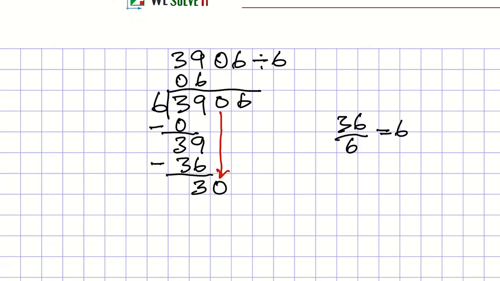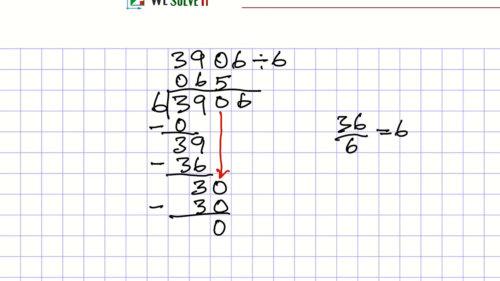Now you repeat the process. 30 divided by 6, of course 6 will go into 30 five times, right? So you put the 5 here, and then you say 5 times 6 is 30, and then you subtract, right? And then you get 0.